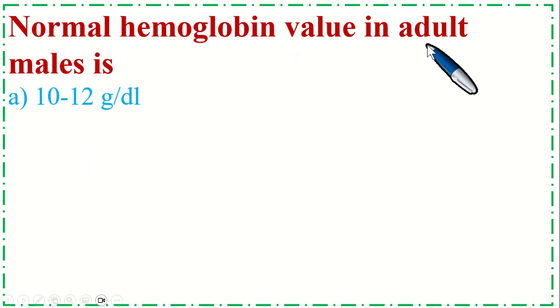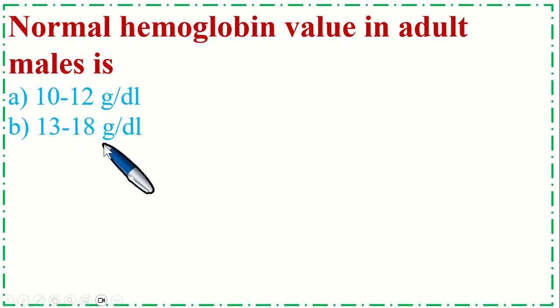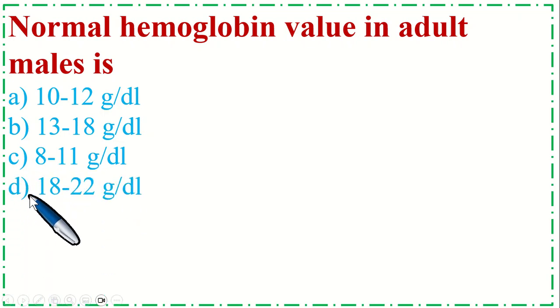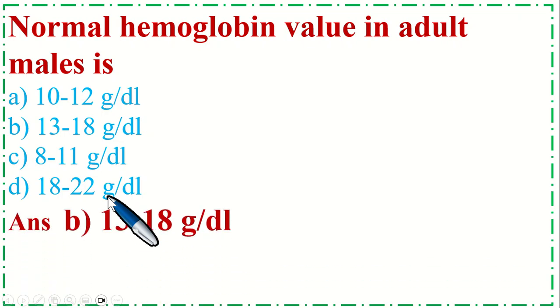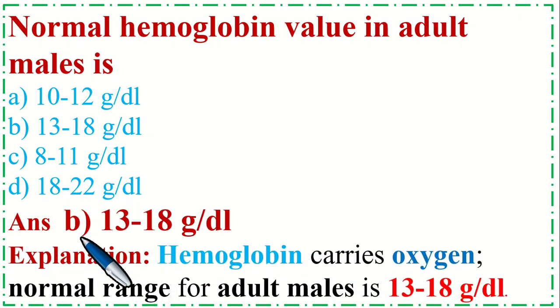Normal hemoglobin value in adult male is option A 10 to 12 gram per deciliter, B 13 to 18 gram per deciliter, C 8 to 11 gram per deciliter, and option D 18 to 22 gram per deciliter. So the correct option is B, 13 to 18 gram per deciliter. Explanation: hemoglobin carries oxygen. Normal range for adult male is 13 to 18 gram per deciliter.